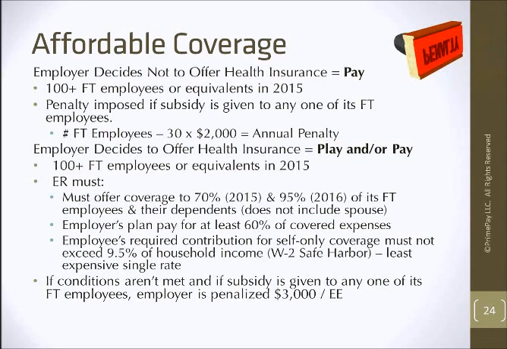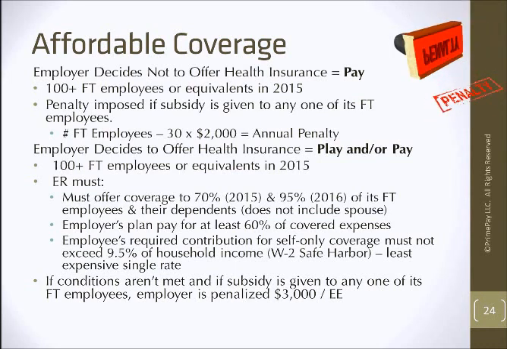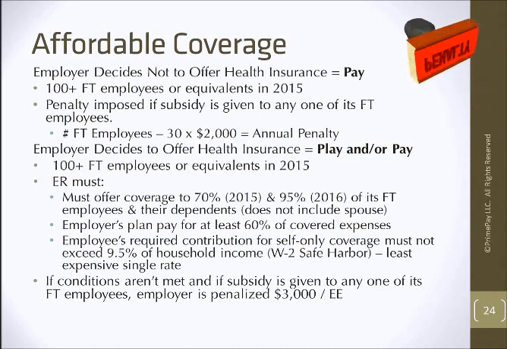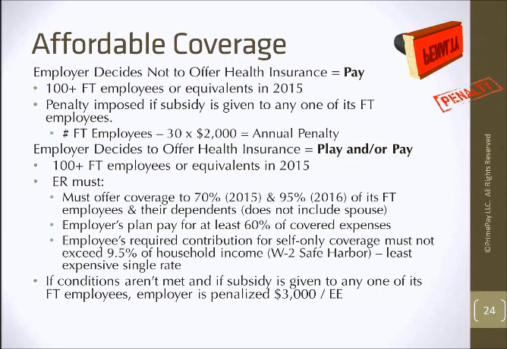They must offer coverage to at least 70% in 2015, 95% in 2016 under the new requirements, of its full-time employees and their dependents. Does not include the spouse. They must also provide a plan that pays for at least 60% of covered expenses, right? So they have a plan that has to meet those minimum value or actuarial value requirements of 60%.